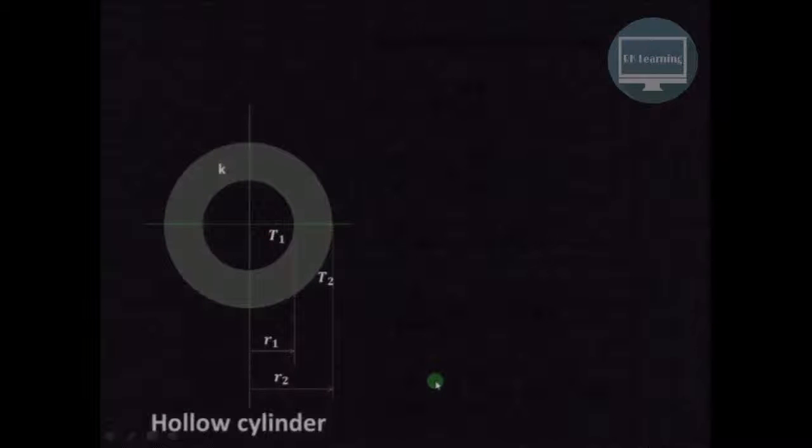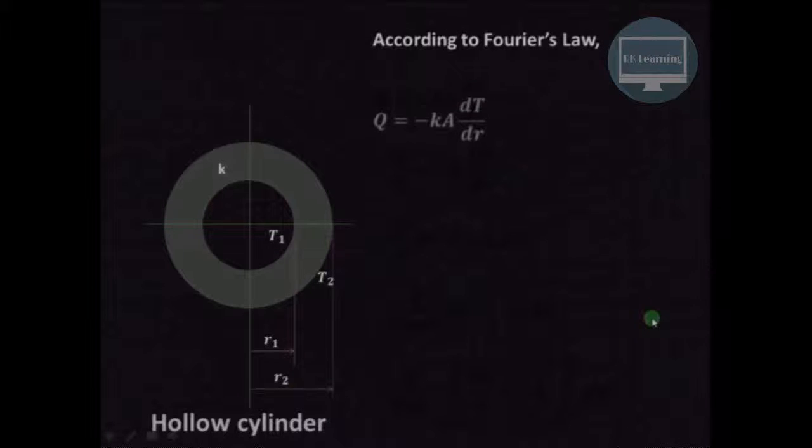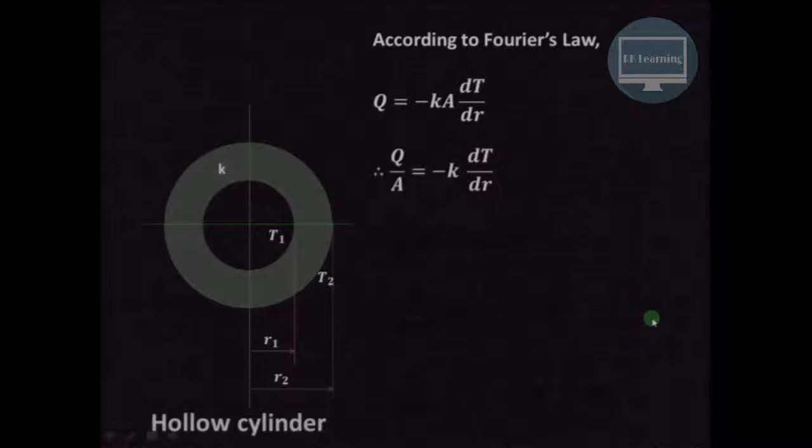Let us try to understand how to find the thermal resistance in case of the hollow cylinder. As shown over here, at radius R1 the temperature is T1 and at radius R2 the temperature is T2. So these are the boundary conditions. Now according to Fourier's law, in the cylindrical coordinate system, the heat flow rate is given by minus K A dT by dr. So r is the variable in this particular case.